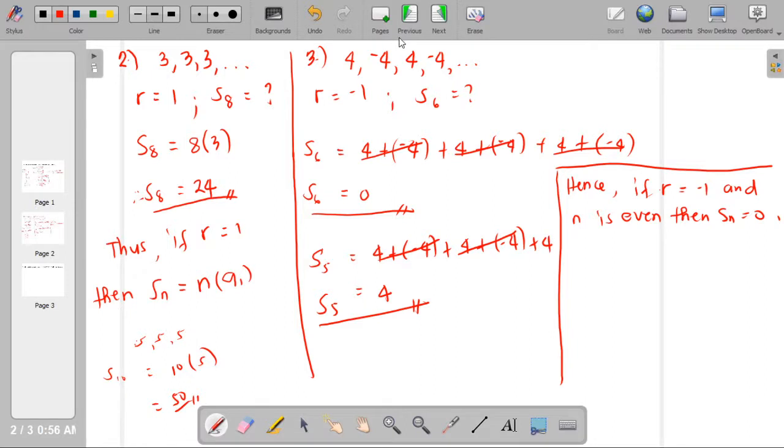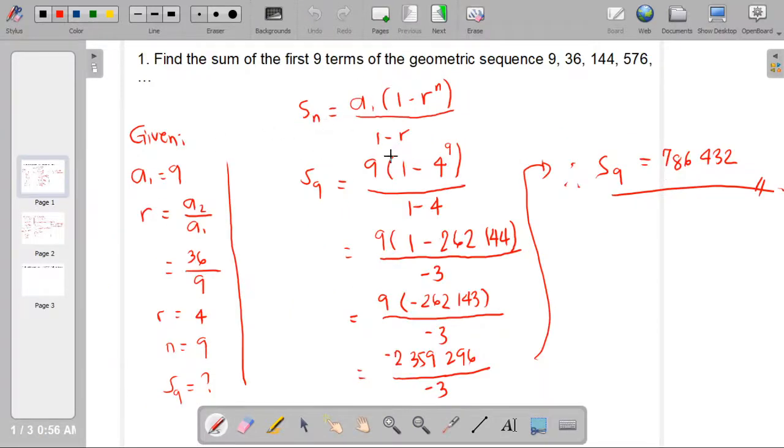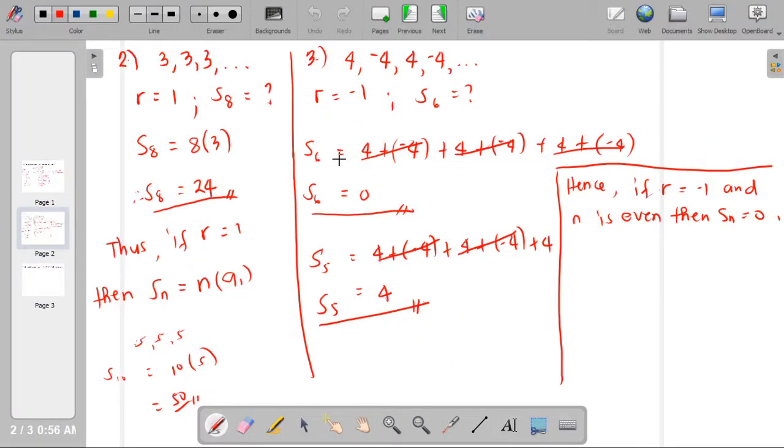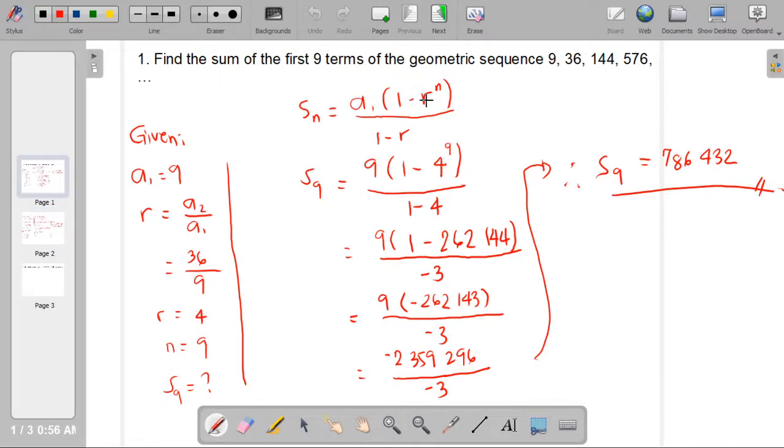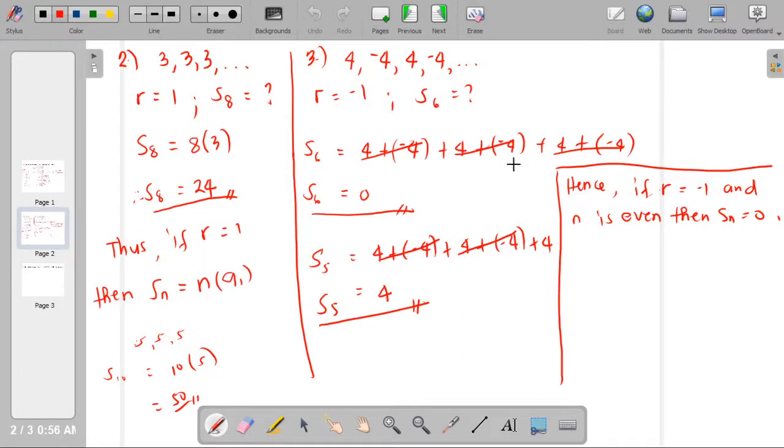So for this case, if the question is, what is the sum of the first 3,000 terms of the sequence? 3,000 terms. If you use this formula instead of that way, imagine your n is 3,000, your calculator will surrender, because that is a very big number. So instead, we will use this idea: if your r is -1 and n is even, then S sub n is equal to 0.